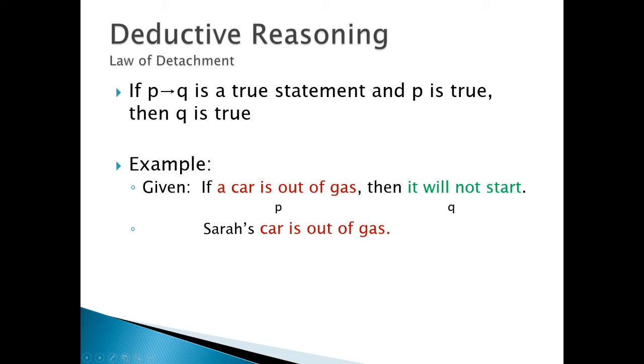The specific part is going to be Sarah's car is out of gas. So that's my hypothesis. So the conclusion I can draw then is Sarah's car will not start. So again, my hypothesis is true. My conclusion is true. This is a general statement. Sarah's car is out of gas is a specific statement. Therefore, I can say that Sarah's car will not start is a valid conclusion or Q.